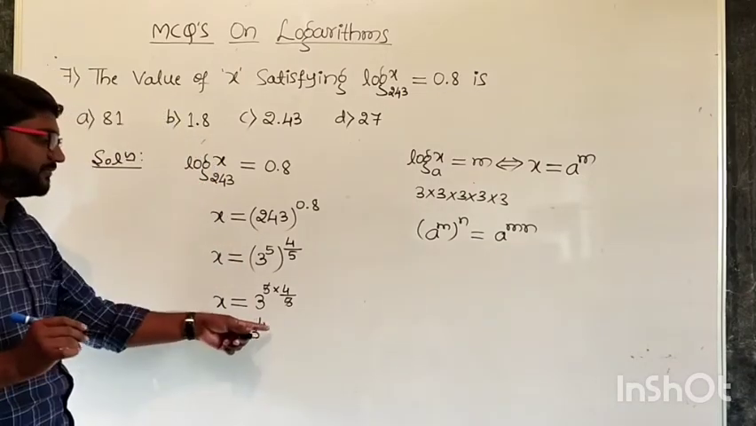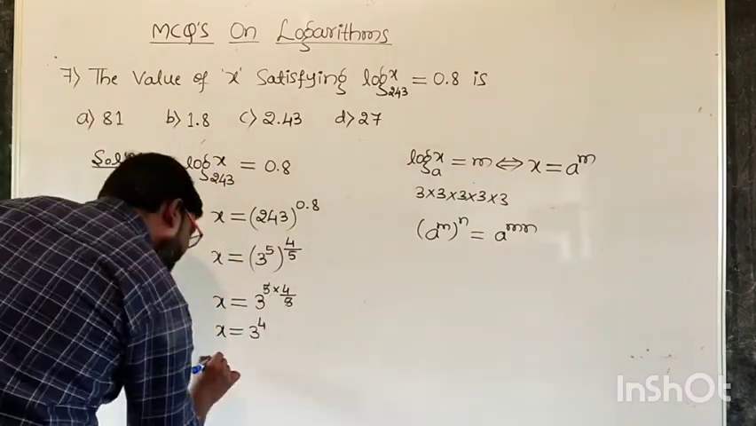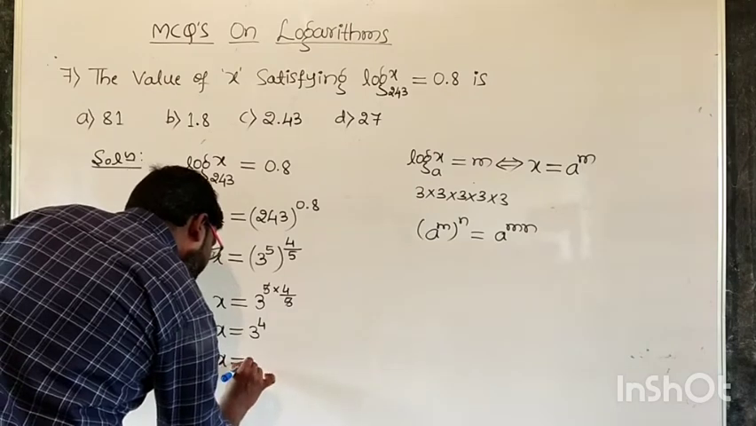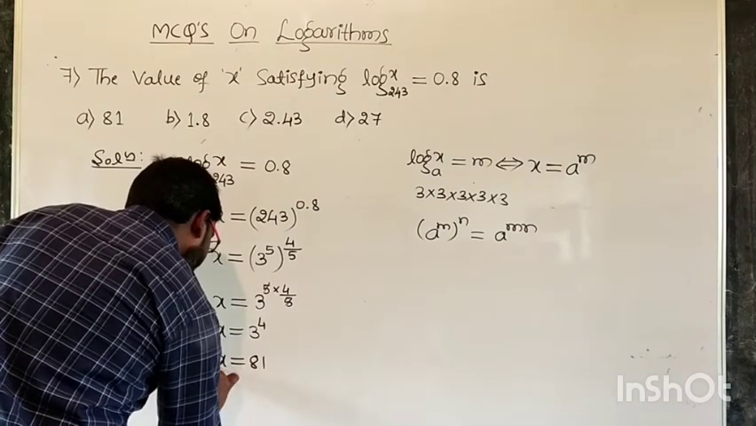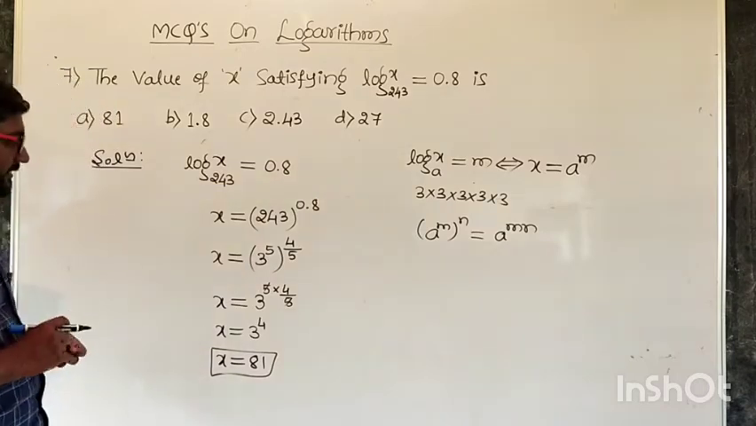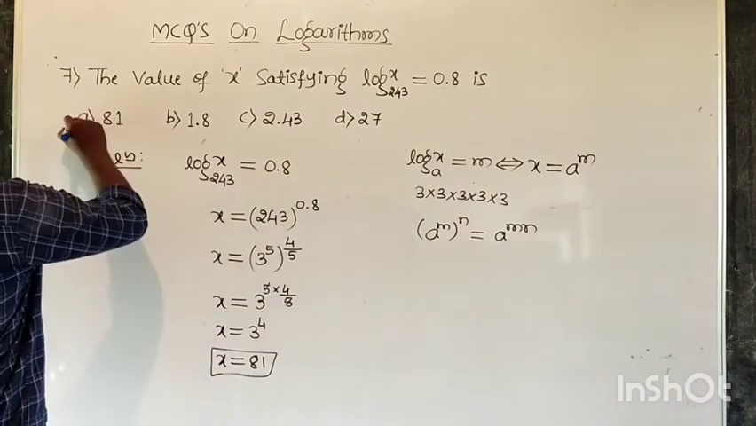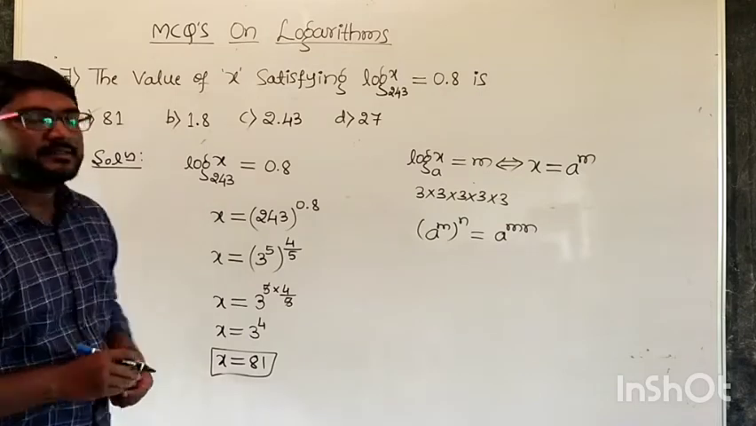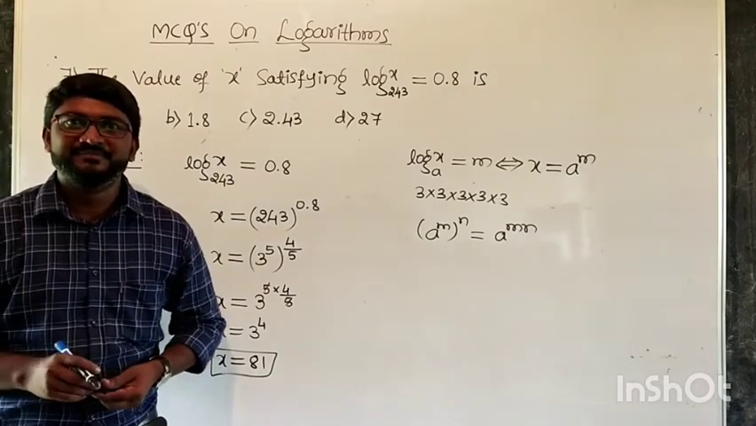What is 3 raised to 4? It is 81. x is equal to 81. So this is the required value of x. So it is option A. This is all about the 7th problem.